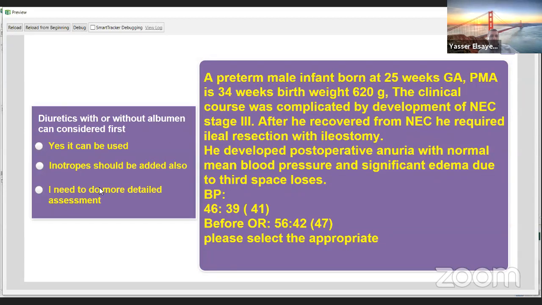So you have 3 options. Can you select one of the options as you can see on the polls? Should I put the poll up now? Yes. So for the first question, you have either to use diuretics, or to use inotropes in this condition, or you can say, I don't know, and I need more assessment, or I need more help. So you guys can poll now. You can select for the first question.